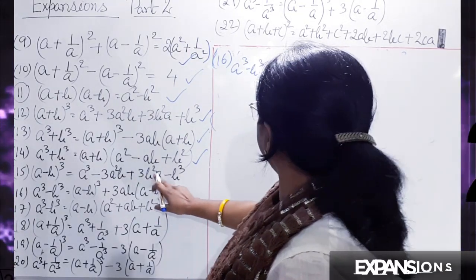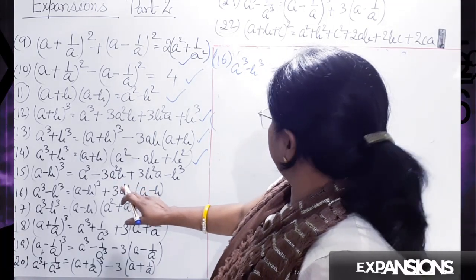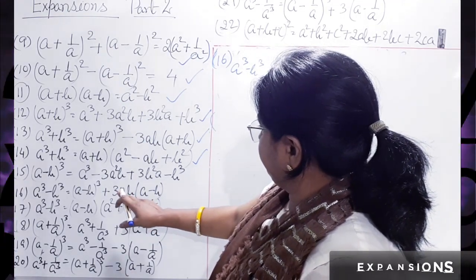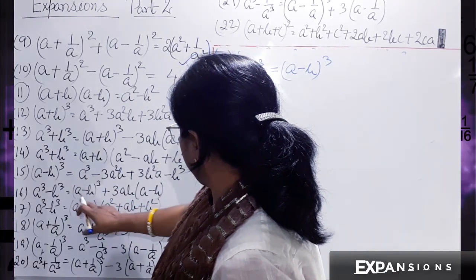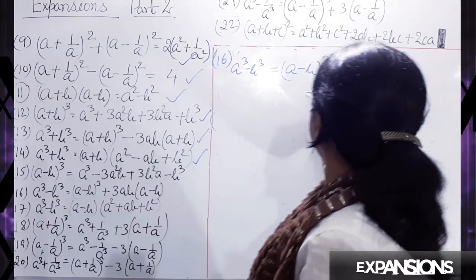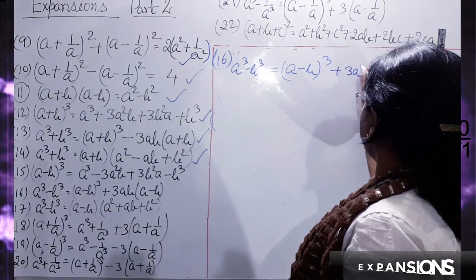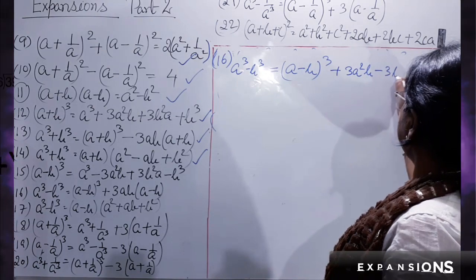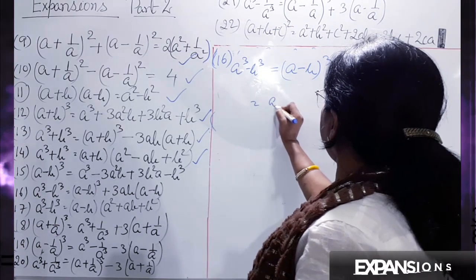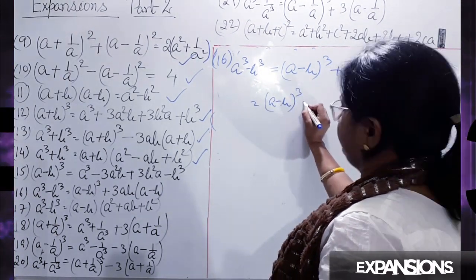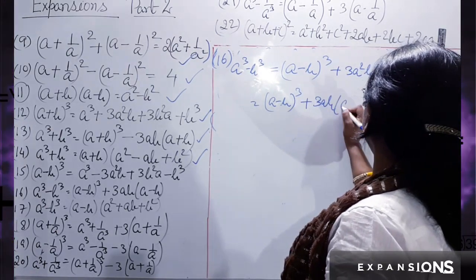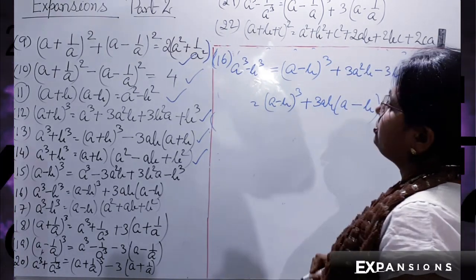Then these two term, both term will come in right side. It will be plus 3a square b and minus 3b square a. Both term will come in right side is equal a minus b whole cube, a minus b whole cube plus 3ab common and a minus b is your identity.